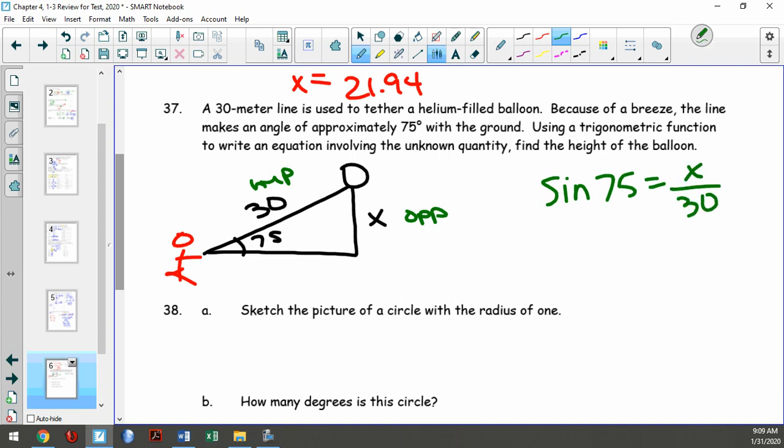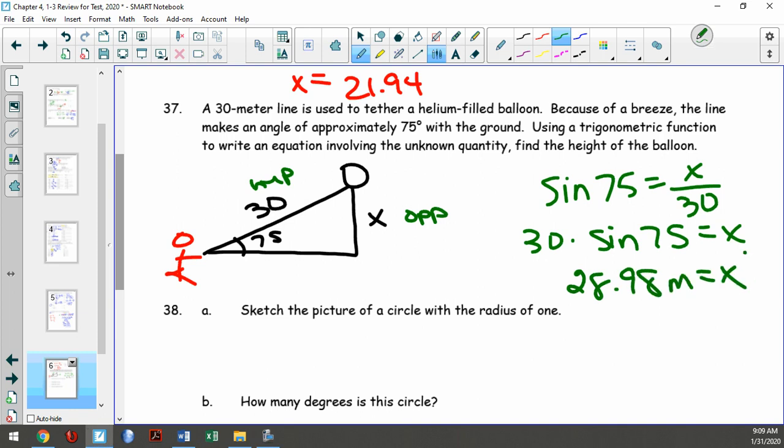So how do I solve for x? Multiply both sides by 30. And what are you going to get x to be? Got to make sure you're in degree mode. I got 28.98 meters. Yep. Did you get 28.98? Yep.